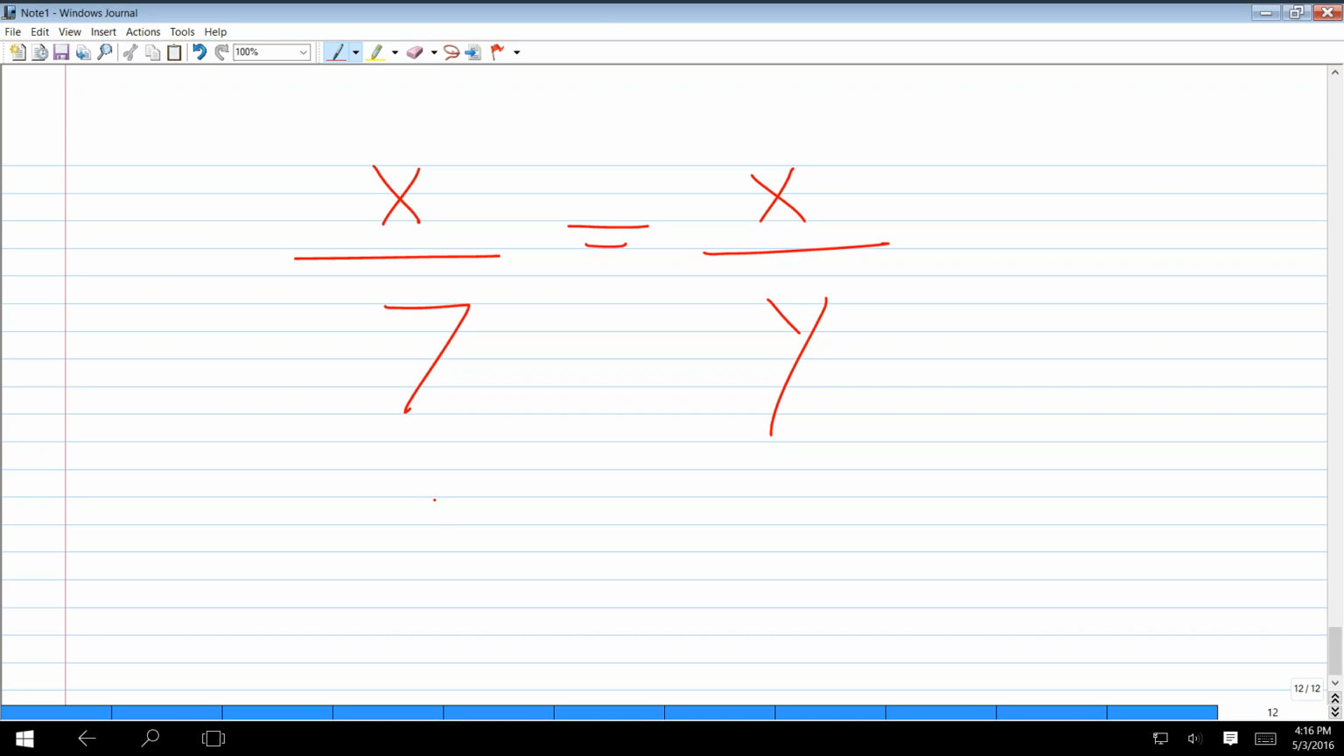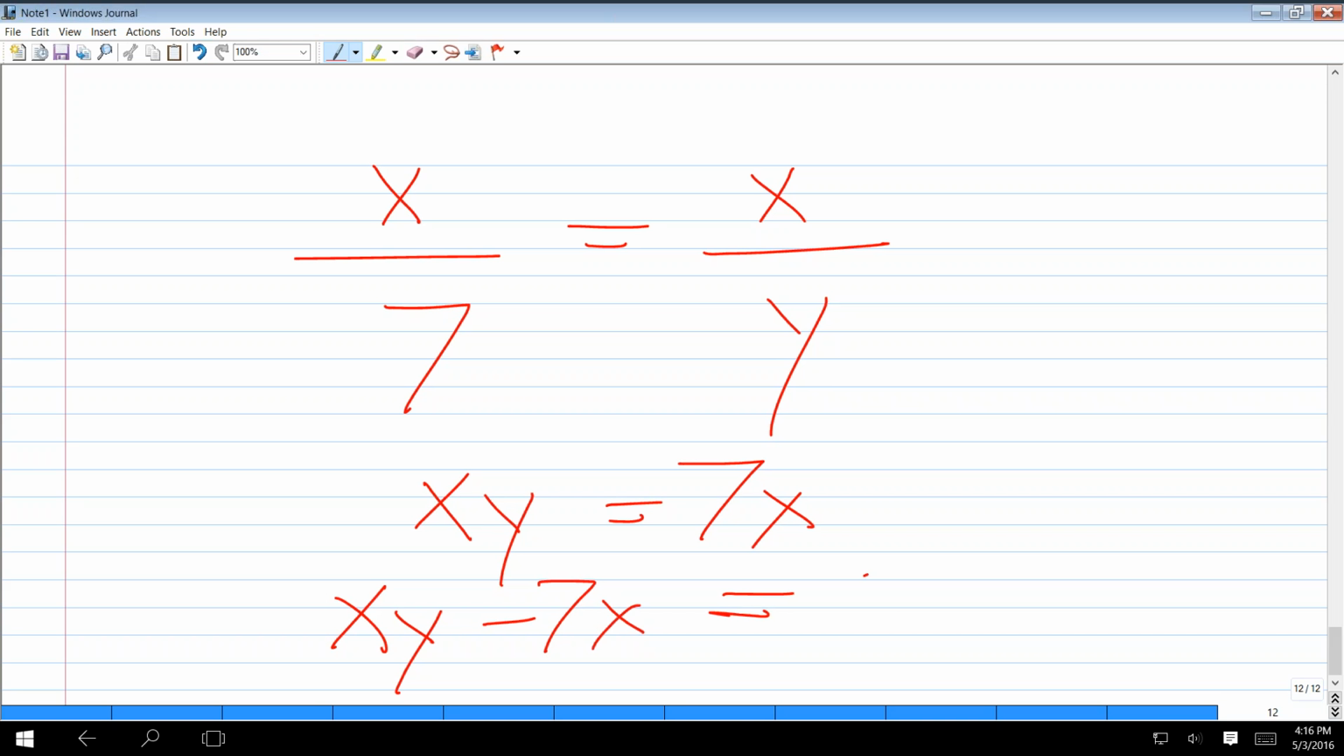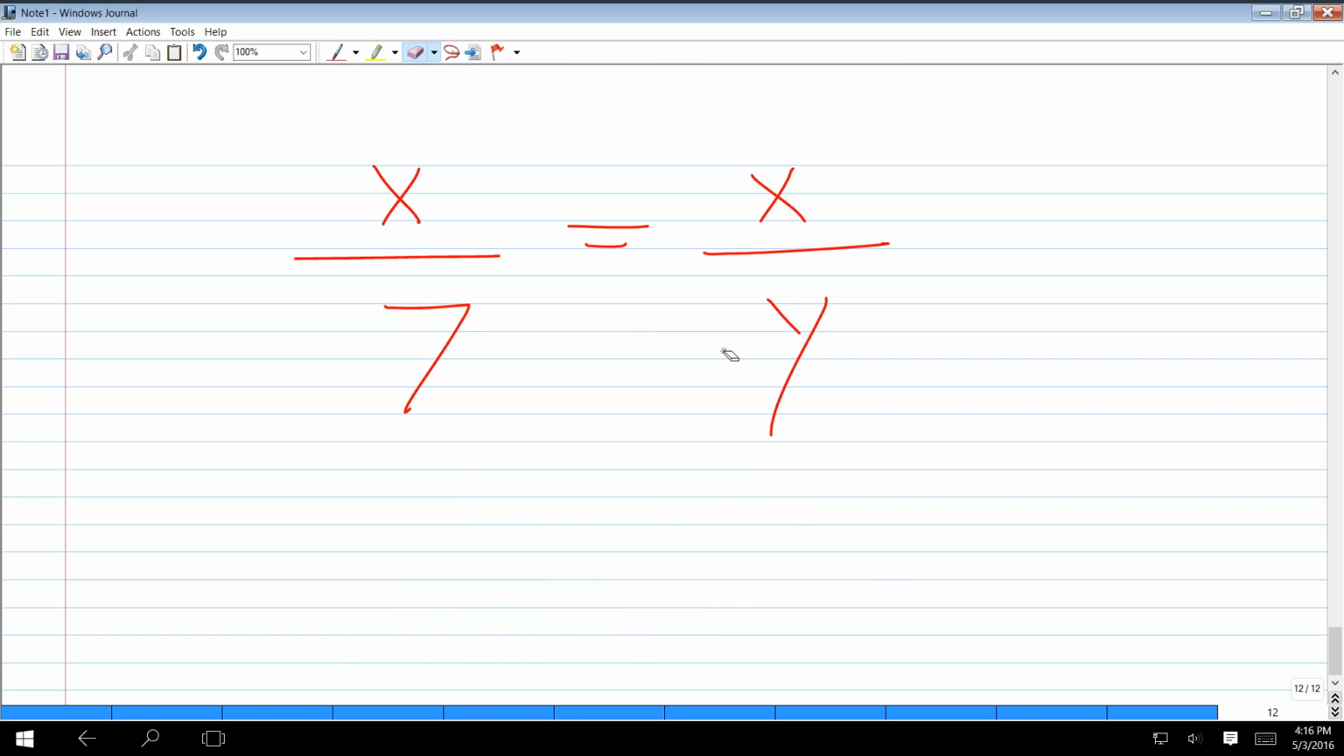As opposed to cross multiplying and then I get this, and now I gotta subtract that, so I get xy minus 7x equals 0. Now I gotta factor an x out. All kinds of strange things happen. So recognize that fact. What else you got?